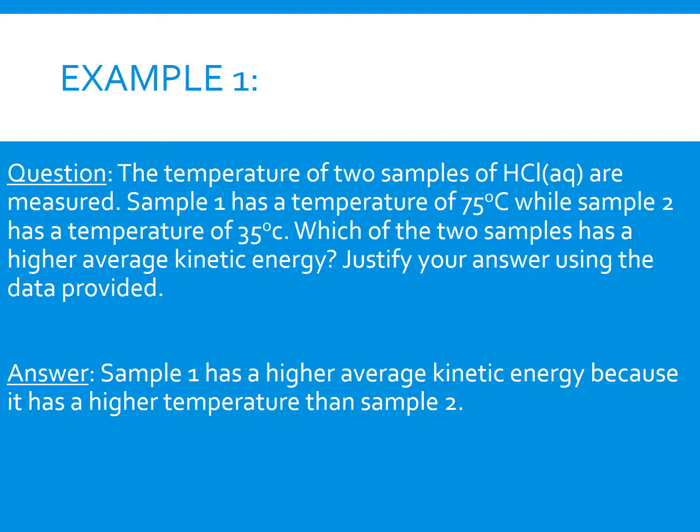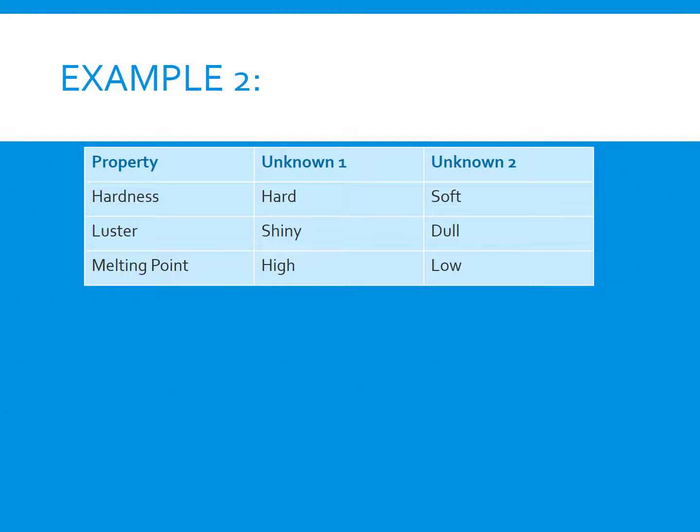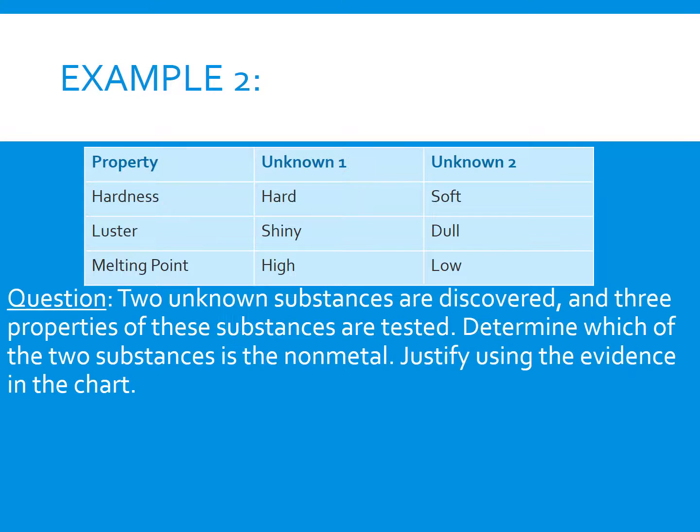Let's move on to our second example. This one I've got a table of evidence. So the question is, 2 unknown samples are discovered and 3 properties of these substances are tested. Determine which of the 2 substances is the nonmetal. Justify using the evidence in the chart.